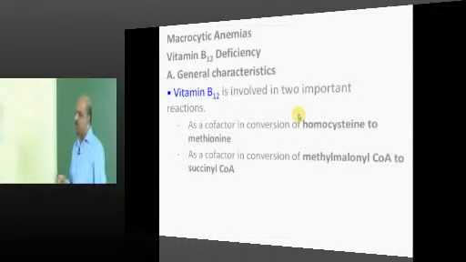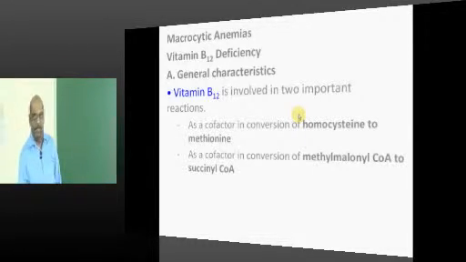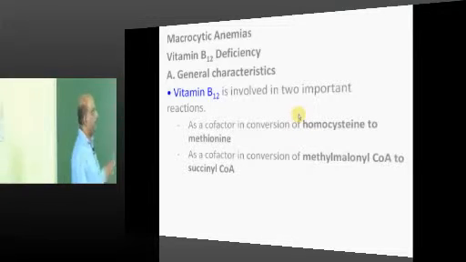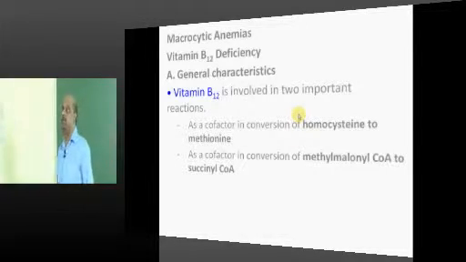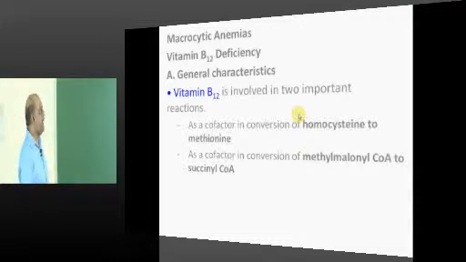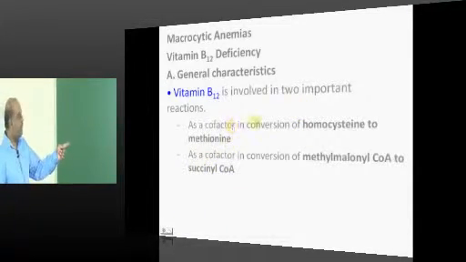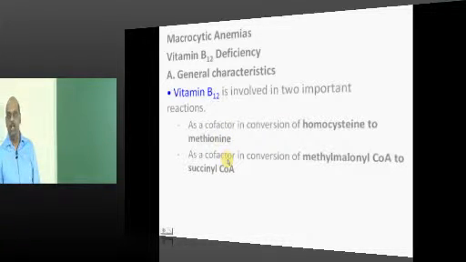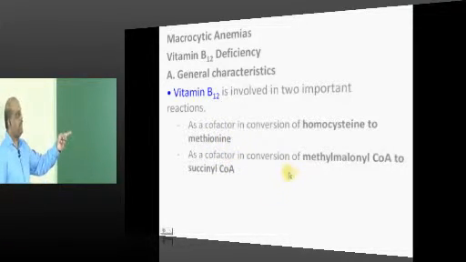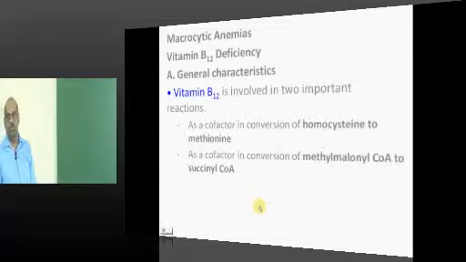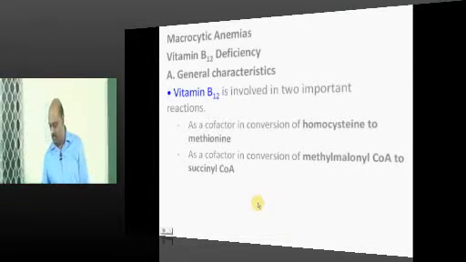Vitamin B12 comes only from animal foods, so there is deficiency of it. Why is vitamin B12 important? For two things. It is a cofactor for the conversion of homocysteine into methionine. It is a cofactor for the conversion of methylmalonyl CoA to succinyl CoA. Now comes the story.